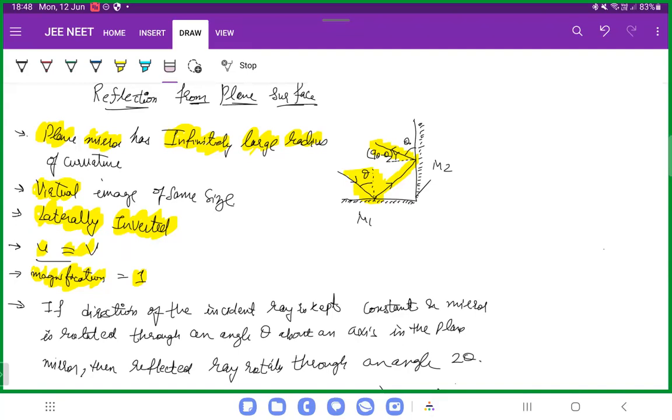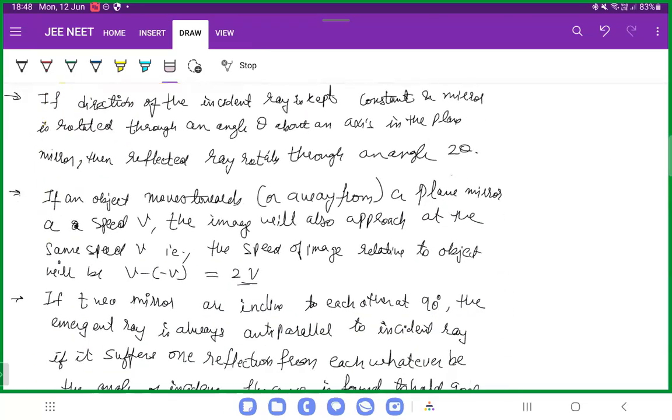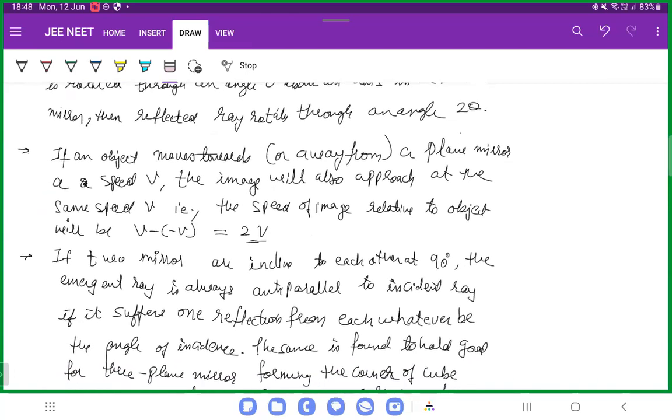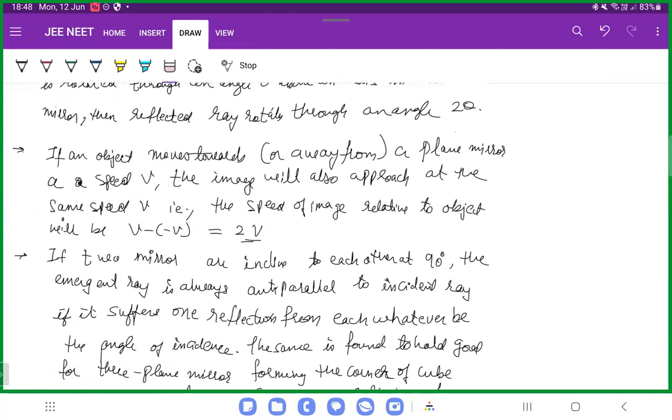Okay, let's move. It says the same as for distance. If you're moving with velocity v away from the mirror, the image will also move in the opposite direction, so the relative speed of the image will be totally 2v.